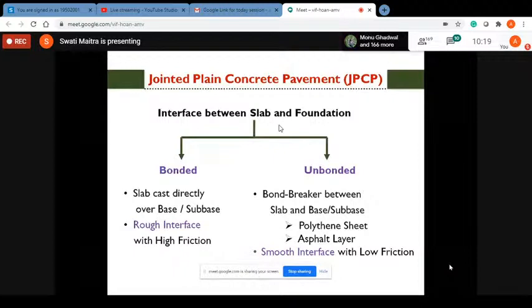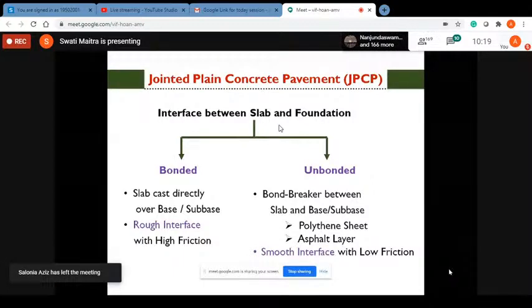When the slab is cast directly over the base or sub-base, then the interface is completely bonded, and it becomes a rough interface with very high friction, because the two layers cannot move easily. They are fully bonded, and so in between they have a very high friction. So we call it a rough interface or a bonded interface.